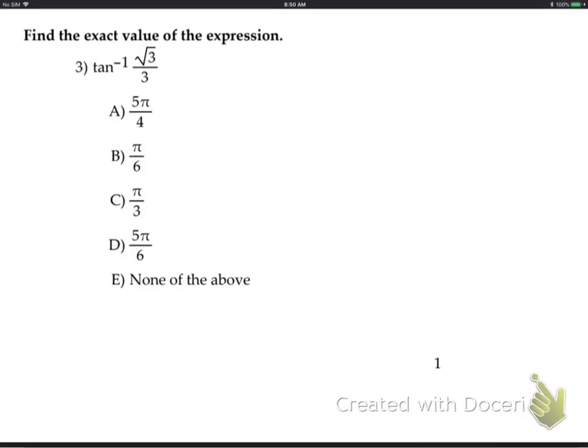So here we go. We're on the practice final exam. I'm just going to jump around and do some of the problems. Here's tangent inverse of root 3 over 3. This is part 1, which is no calculator. Part 1 will be no calculator at all. Part 2 will be use any calculator you want.